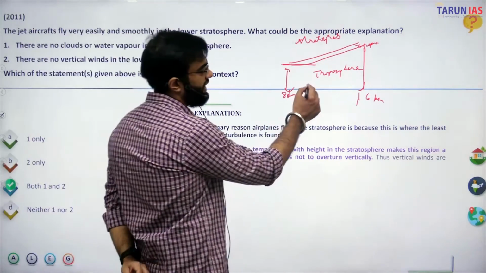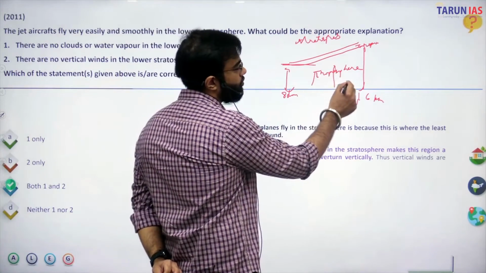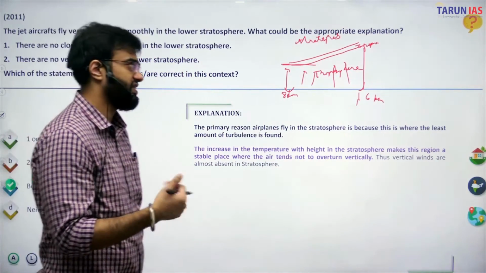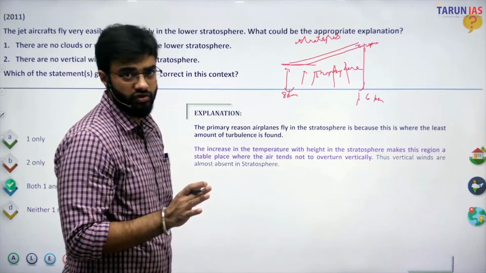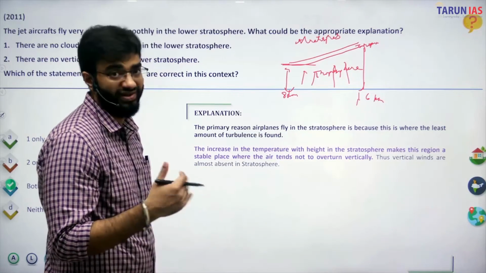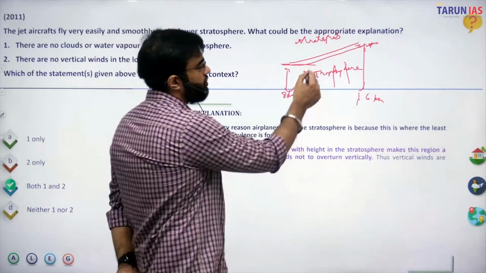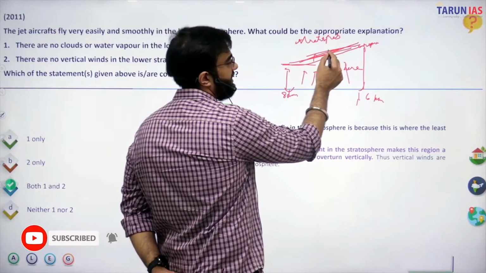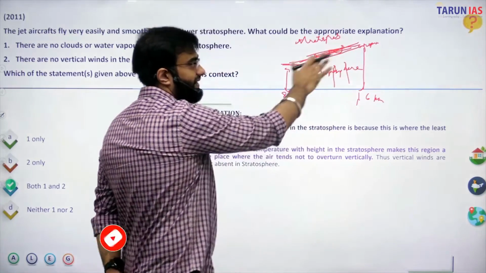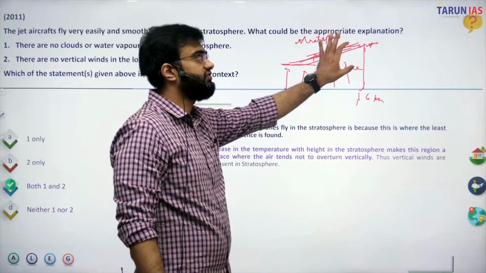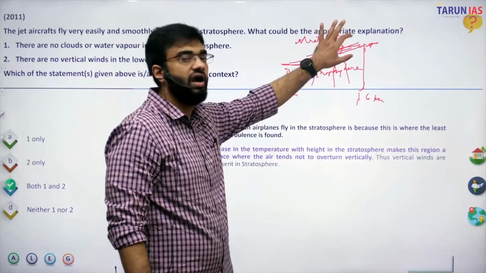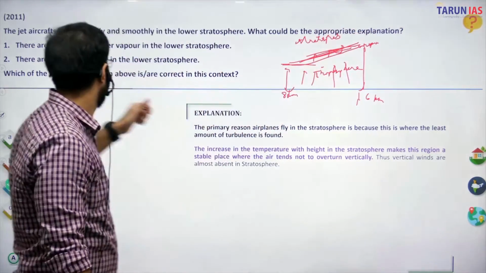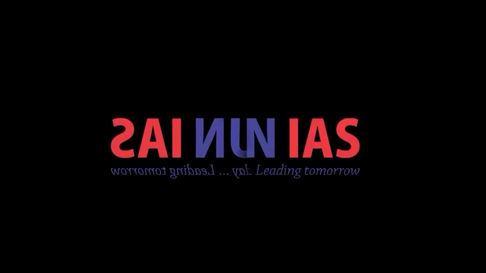We have observed that in the troposphere itself, most of the weather phenomena are taking place. The air is rising, condensing, precipitation, snowfall, and all sorts of even cyclones, etc. All sorts of weather phenomena are taking place. So obviously in the lower part of the stratosphere there is no vertical movement of wind, so it is calm in nature. There's no turbulence. So this is another reason for the aircrafts or the jet planes to fly in this region.